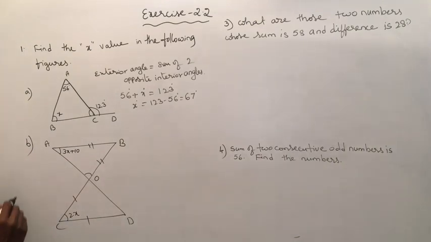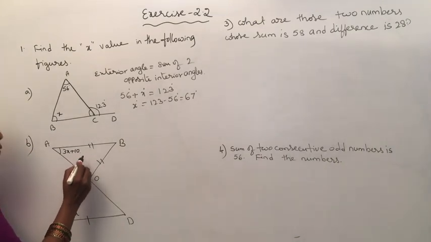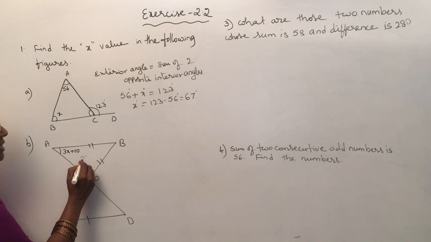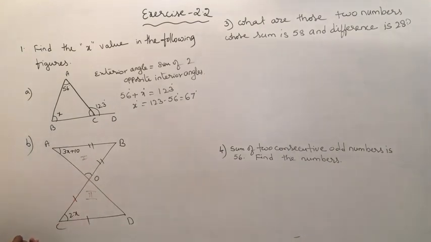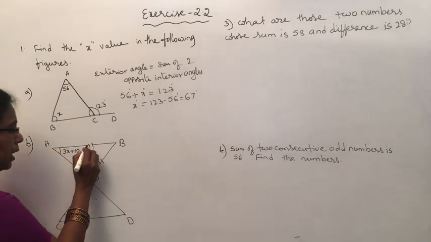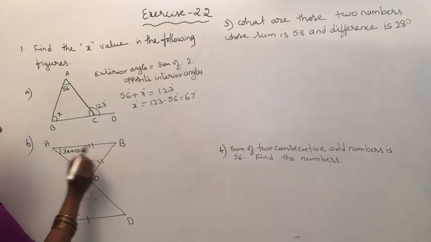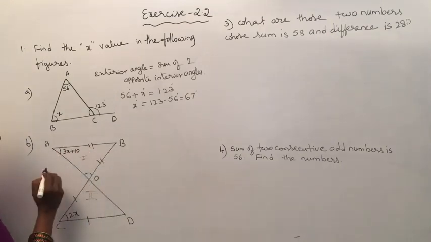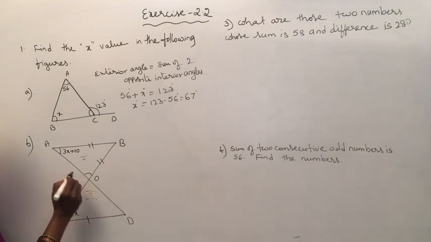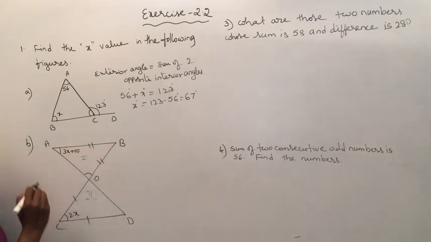Now here we can see two isosceles triangles. This is the first triangle, this is the second triangle. Both are isosceles triangles. Why? Because two sides are equal, then we call it an isosceles triangle. In an isosceles triangle, what is the property? Angles opposite the equal sides are equal. Then angle BAO is equal to AOB because AB and OB are equal.